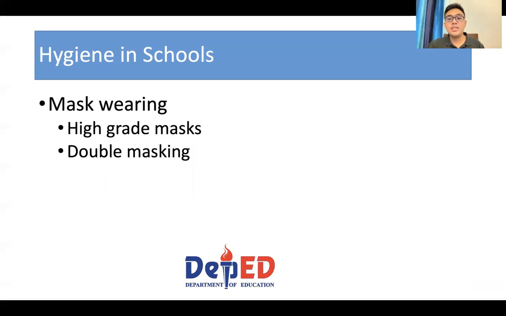Another way of promoting hygiene in our schools is by wearing our masks. So in the start of the pandemic, the cloth masks used to be acceptable, but I think right now we have to increase the quality of the masks that we use. So we can opt to do double masking, where you wear a surgical mask and then top it with a cloth mask, or you can opt for more high-level masks such as the N95 or the KN95 or even KF94. Those are higher grade masks that would offer greater protection as compared to cloth or even surgical masks used separately.